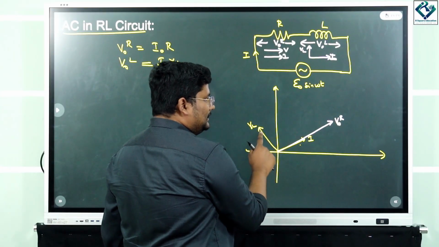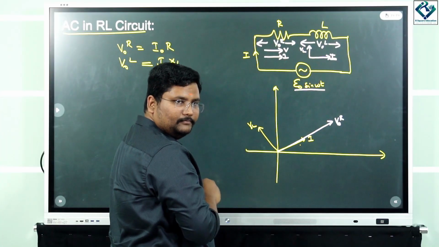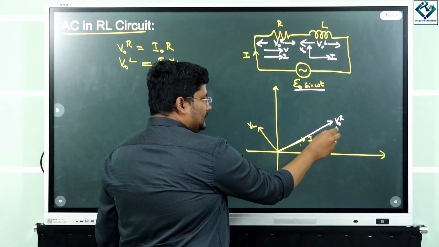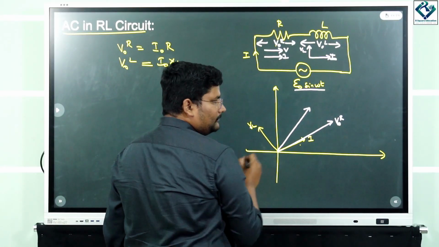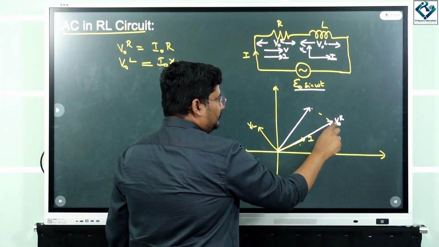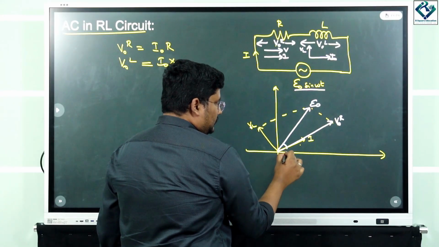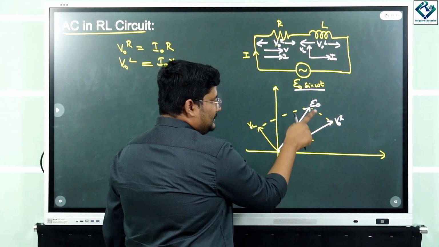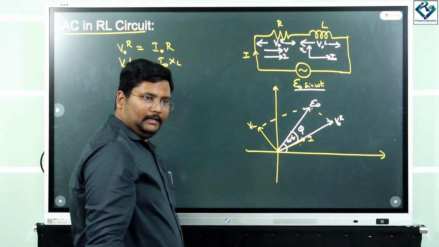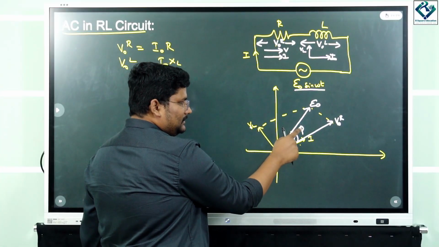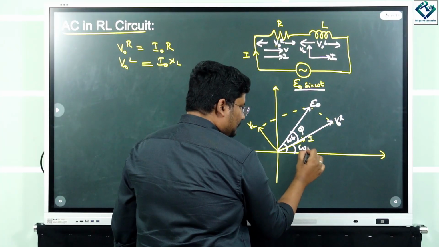So the resultant is nothing but, see, this EMF is getting split into two potential drops. If this is V naught L and this is V naught R, the resultant should be somewhere here. This is going to be your E naught, and this is omega t, and the phase angle between the EMF and the current will be phi. If this is omega t and this is phi, then what will this be? Omega t minus phi.